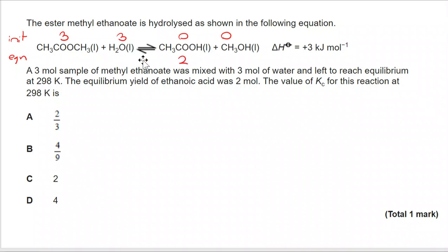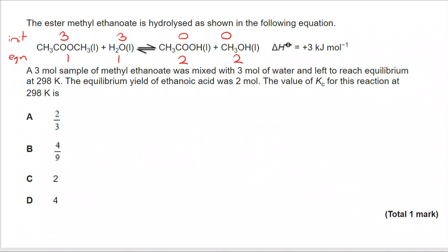Now we use the mole ratios to work out the equilibrium moles. For every mole, it's a 1 to 1 to 1 to 1 ratio. So for every 1 mole of ethanoic acid I make 1 mole of methanol. I made 2 moles, so I'm making 2 moles. And to make 2 moles, I use 2 moles. So my 3 moles has gone down to 1 in both cases.